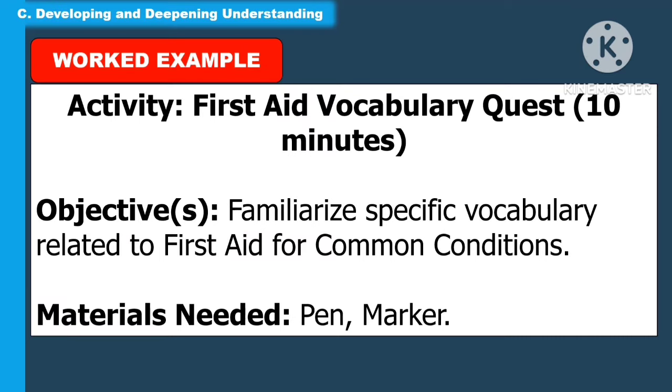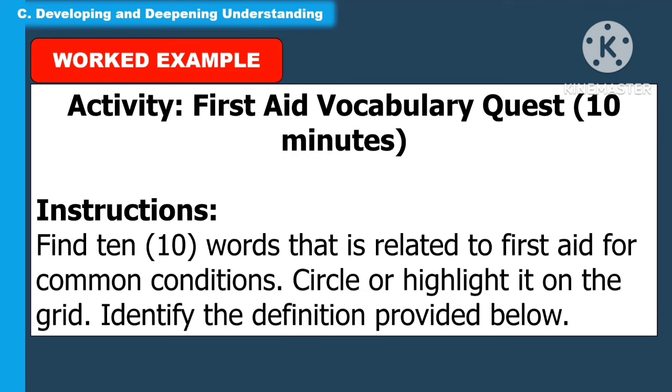For the work example, the students will answer the activity called the First Aid Vocabulary Quest. For the objectives, the students will familiarize themselves with the specific vocabulary that is related to first aid for common conditions.